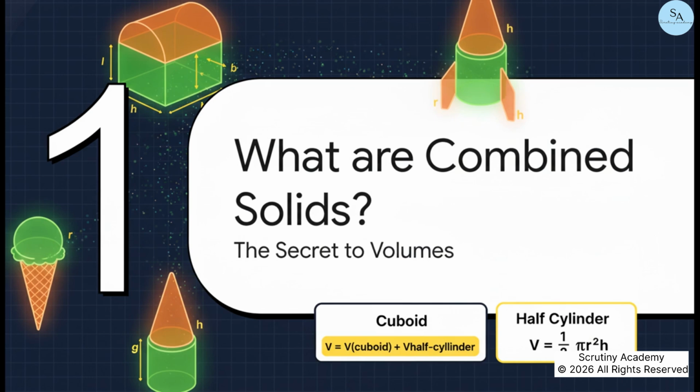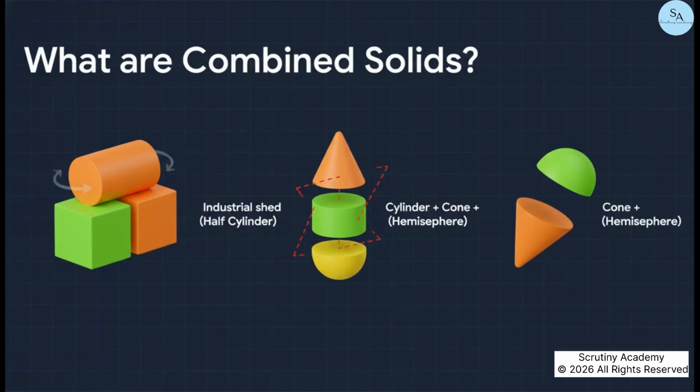So, what is the secret to these complex shapes? Well, funny enough, it's that they're not really that complex at all. We call them combined solids, and once you learn the trick, you'll start seeing them absolutely everywhere. A combined solid is just a fancy name for an object made by joining a couple of basic 3D shapes that you already know. I mean, think about it.